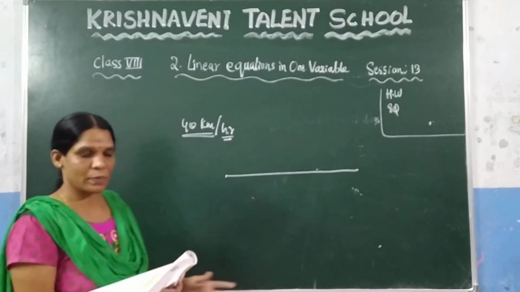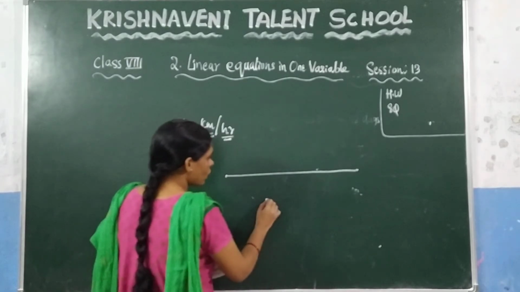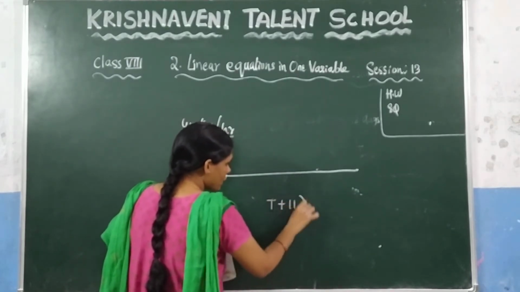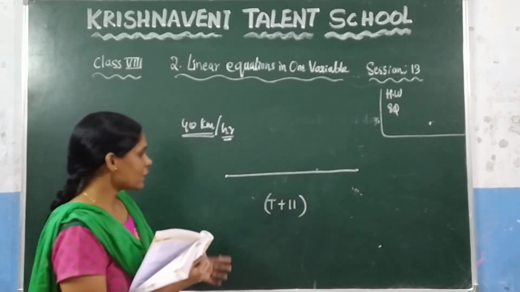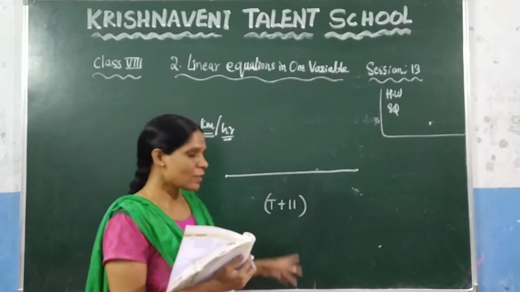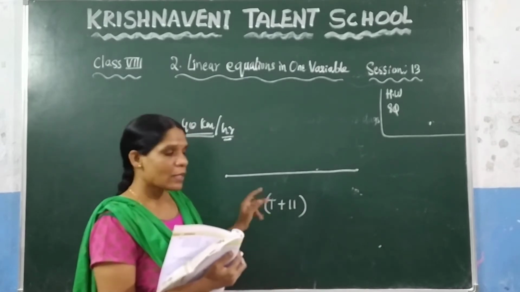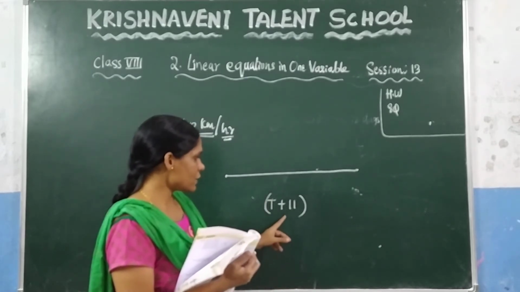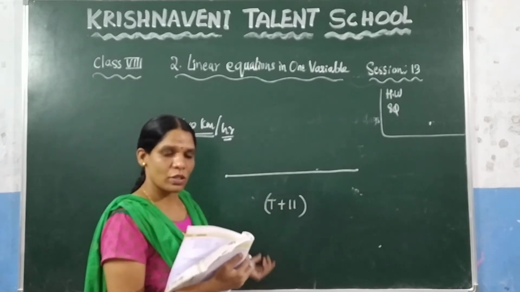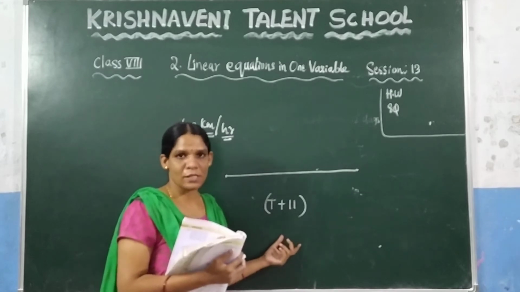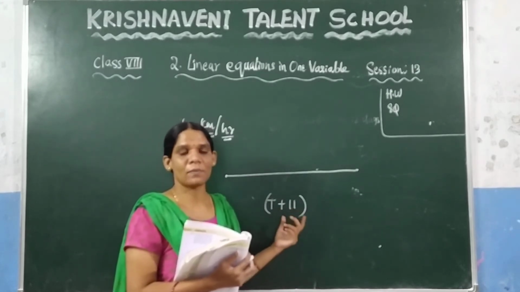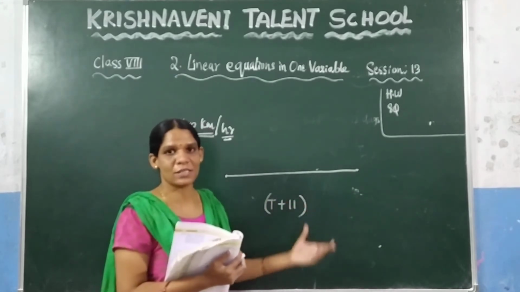Which is 11 minutes. So here, what is the total time the train has to reach the original time? Let us suppose the time taken by the train is t, but here it is late by 11 minutes. So if you want to calculate the actual time, you need to add it here, t plus 11. This is the actual time the train has to take to reach its destination.